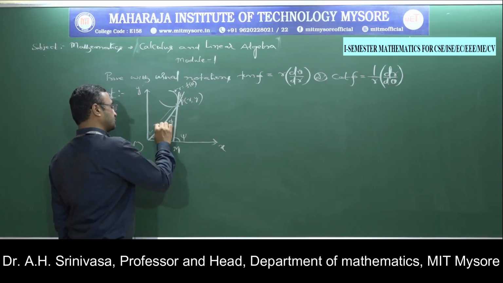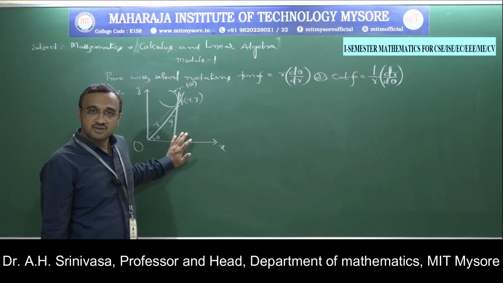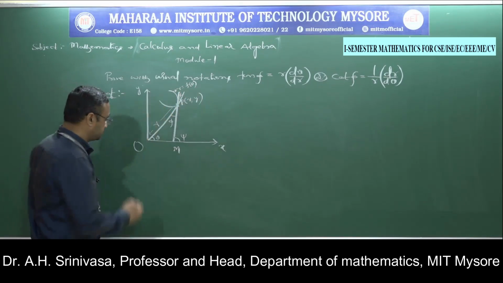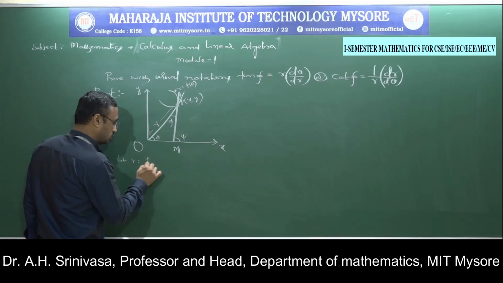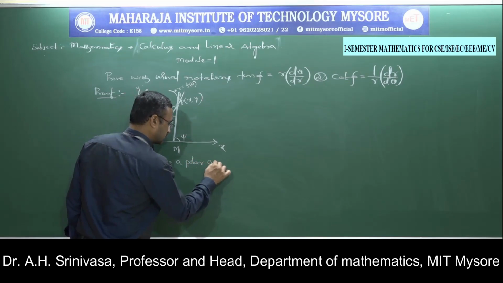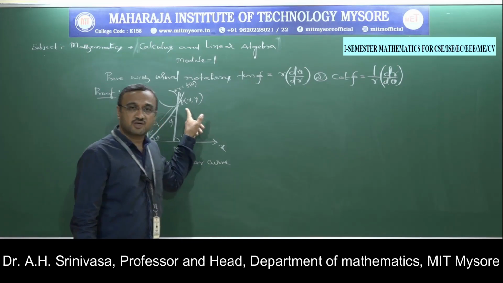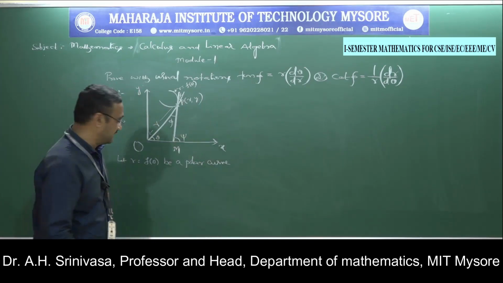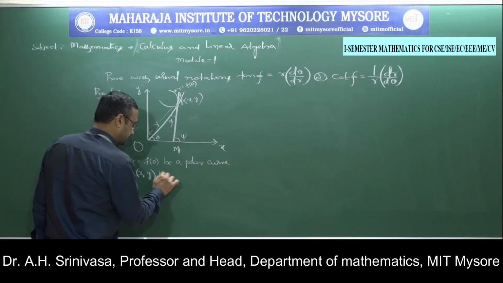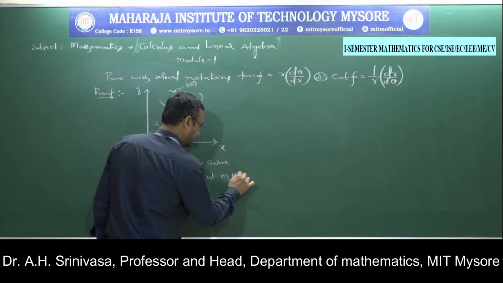Okay, this is called a radius vector. A simple construction is there now after writing this figure. Let r equal to f of theta be a polar curve. In that polar curve, you mark one of the points P of x comma y, any point on the plane.